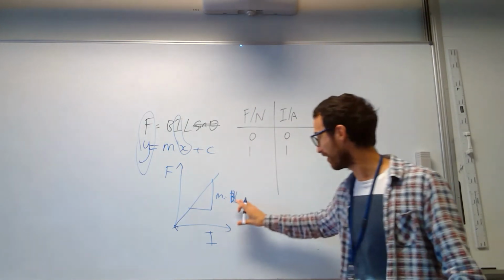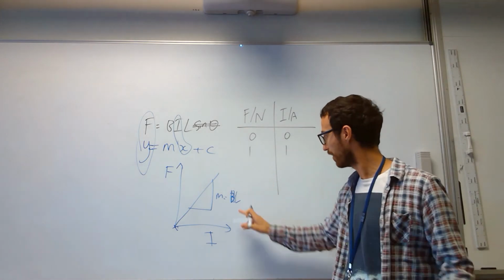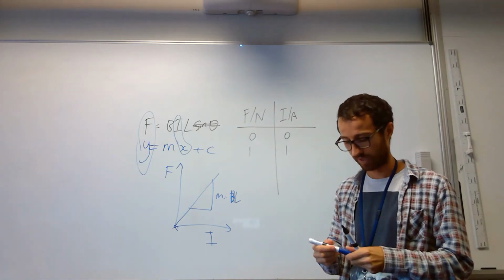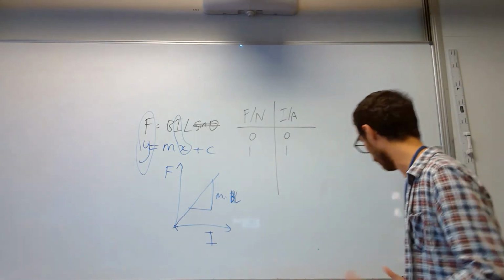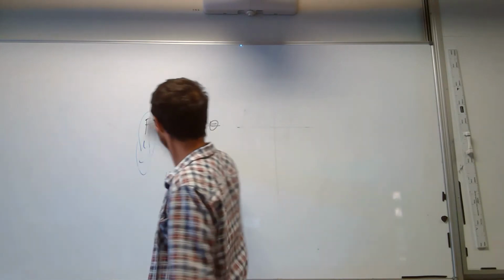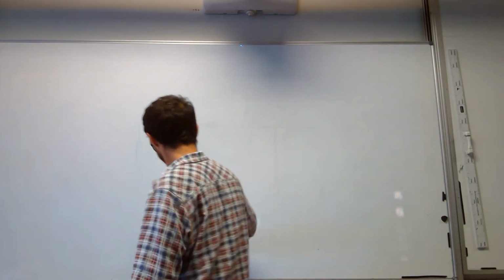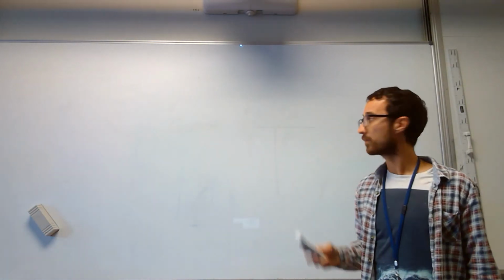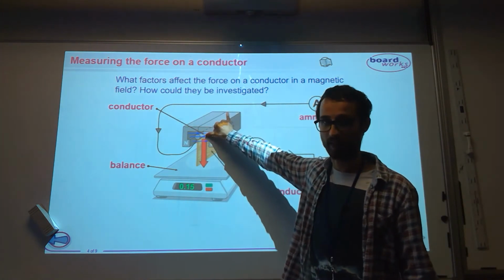That's great, because L is very easy to measure. We can just measure the length of that conductor in the magnetic field, and therefore we can work out the magnetic flux density, which is really useful to know. And we can do investigations related to that as well. So that's what you can see in here. That length would be that length there.